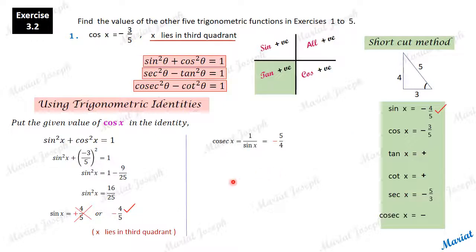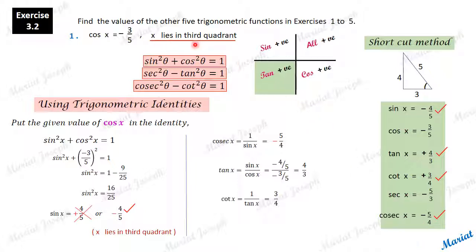Now, going by the reciprocal, cosec x is equal to 1 upon sin x. Hence, the cosec x value will be minus 5 by 4, reciprocal to sin x. Next is tan x function. Another identity, tan x is sin x by cos x. So we have minus 4 by 5 upon minus 3 by 5 gives us 4 by 3. And the reciprocal of tan x is cot x. So 1 upon tan x, that is reciprocal of 4 by 3, is equal to 3 by 4. So we are ready with all trigonometric function values of the given angle x, which is in the third quadrant.